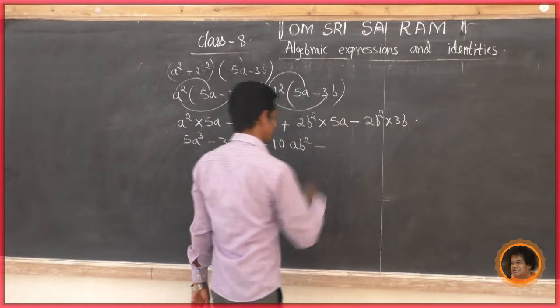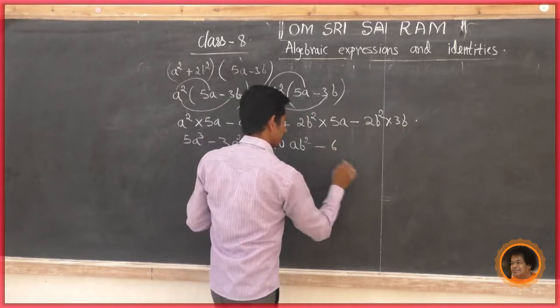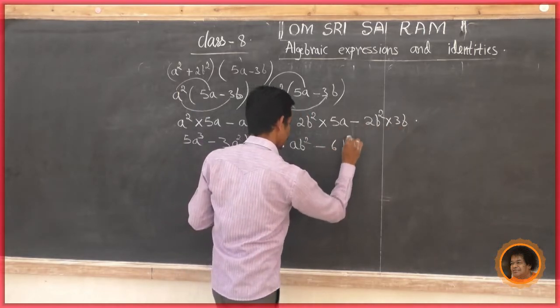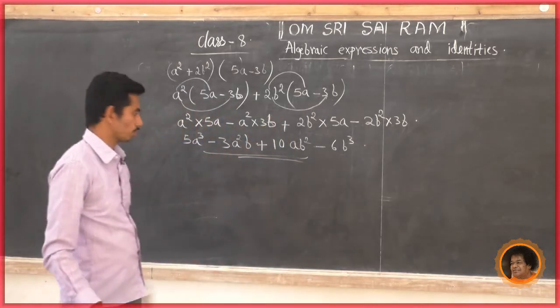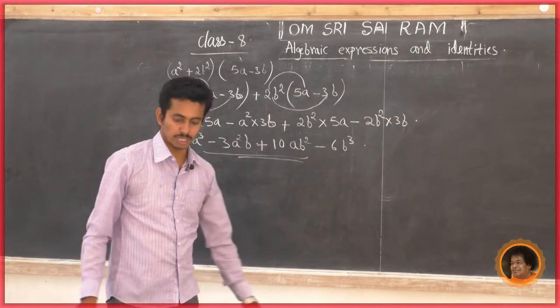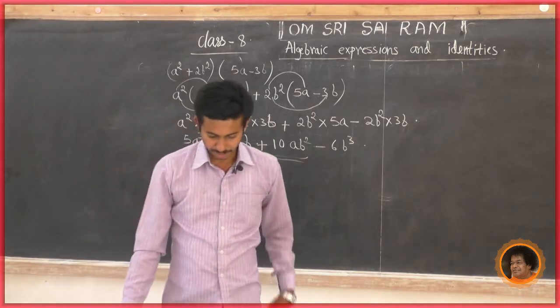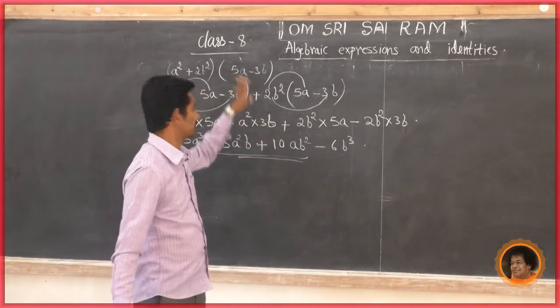Minus into plus is minus, 3 into 2 is 6, b squared into b is b to the power 3. So 5a cube minus 3a squared b plus 10ab squared minus 6b cube. This is the answer for this question.